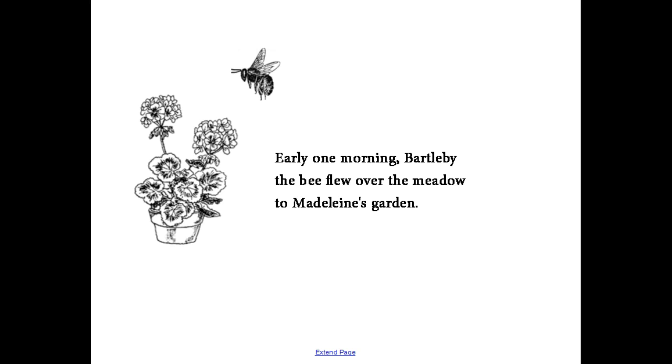So early one morning, Bartleby the bee flew over the meadow to Madeline's garden. You'll remember this is a prepositional phrase, over the meadow. Starts with a preposition, ends with a noun that is the preposition's object. And so, of course, is to Madeline's garden, prepositional phrase with an OP here.